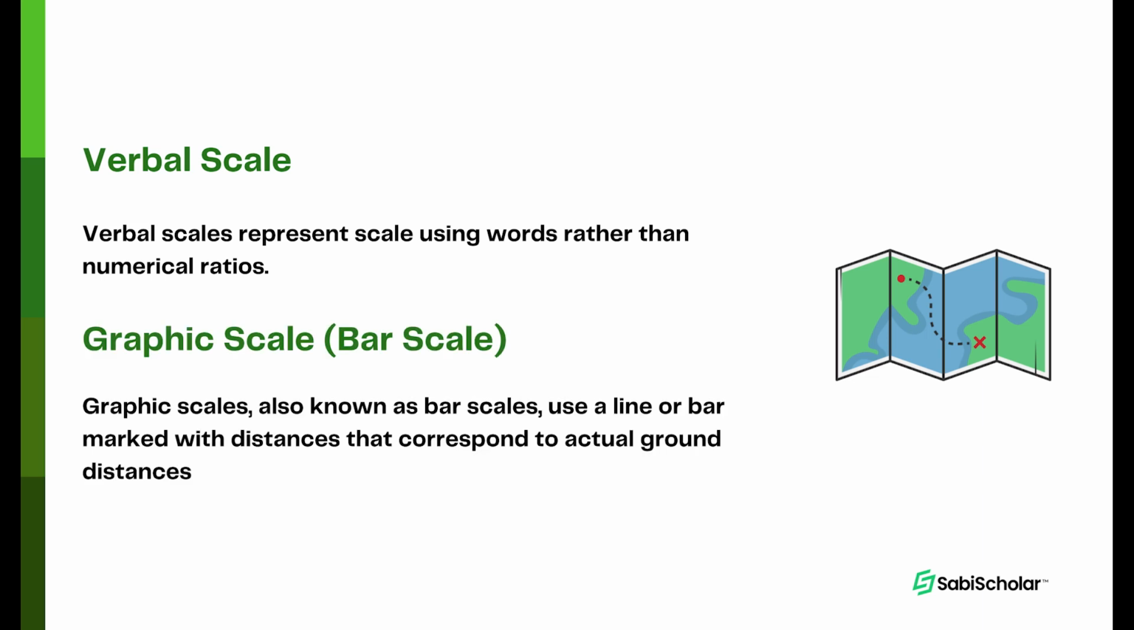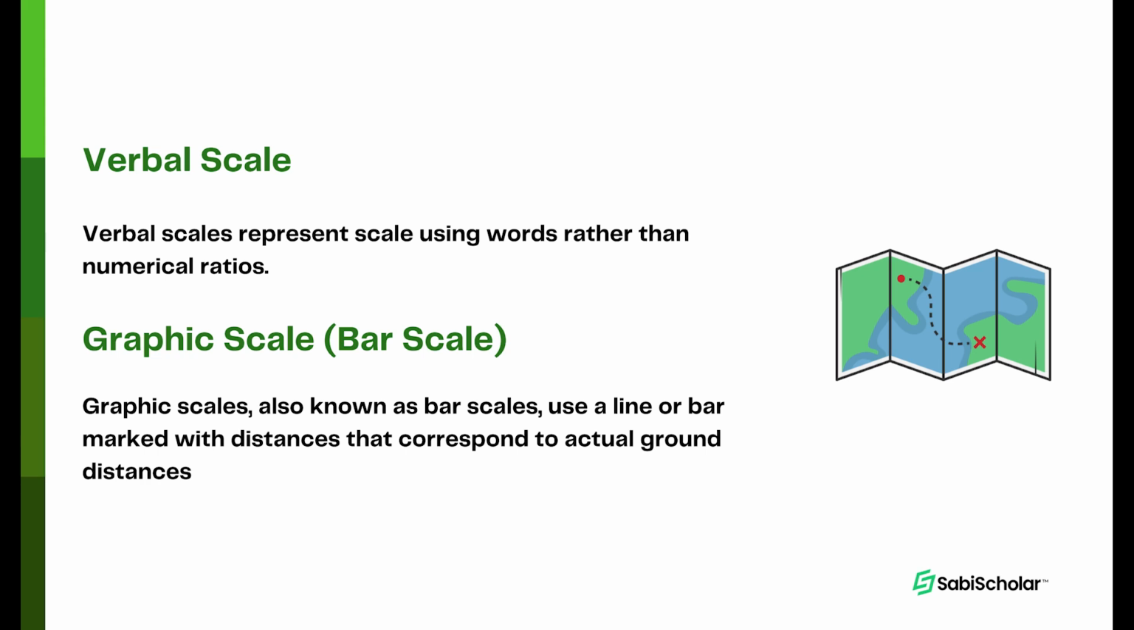So graphic scale, or in this case, bar scale. You could call it graphic scale, or you could call it bar scale. The graphic scale, also known as the bar scale, is a line or bar marked with distances that correspond to the actual ground distances. What this graphic scale does is give you bars or lines with distances which correspond to the actual ground distance. And when we say actual ground distance, we're talking about the actual physical distance on the Earth's surface.